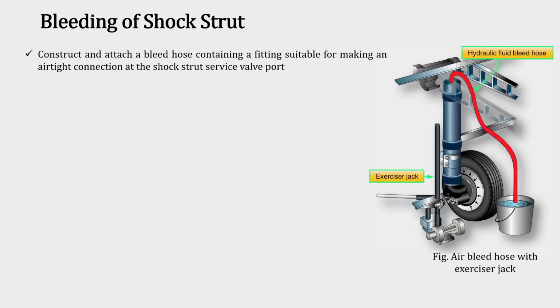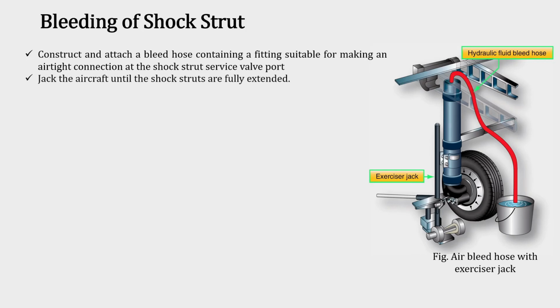Now we will see bleeding of the strut. It may be necessary to bleed the shock strut during the service operation or when air becomes trapped in the hydraulic fluid inside the strut. This can be caused by low hydraulic fluid quantity in a strut. Bleeding is normally done with the aircraft on jacks to facilitate repeated extension and compression of the strut to expel the entrapped air. Construct and attach a bleed hose containing a fitting suitable for making an airtight connection at the shock strut service valve port. Ensure a long enough hose to reach the ground while the aircraft is on jacks.